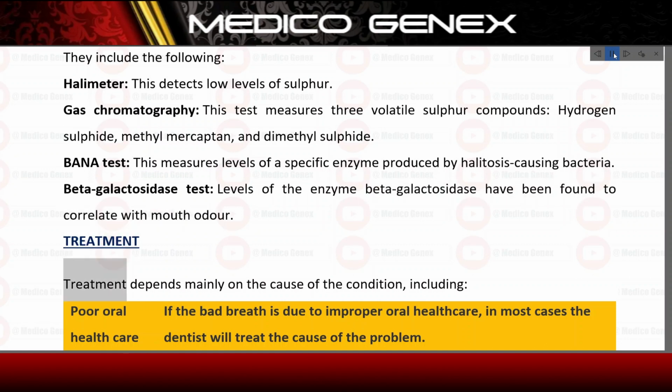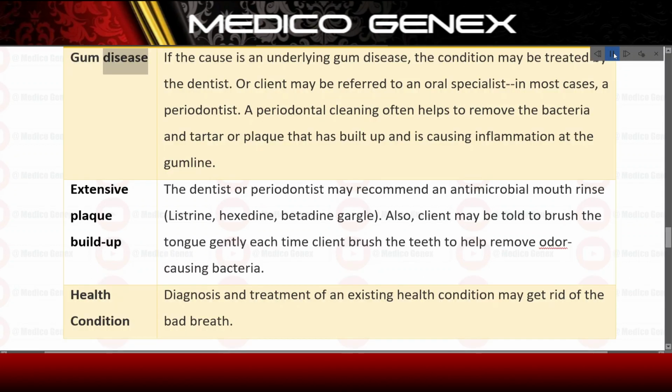Treatment. Treatment depends mainly on the cause of the condition, including poor oral health care. If the bad breath is due to improper oral health care, in most cases the dentist will treat the cause of the problem. Gum disease. If the cause is an underlying gum disease, the condition may be treated by the dentist. Or the client may be referred to an oral specialist, in most cases, a periodontist. A periodontal cleaning often helps to remove the bacteria and tartar or plaque that has built up and is causing inflammation at the gum line.